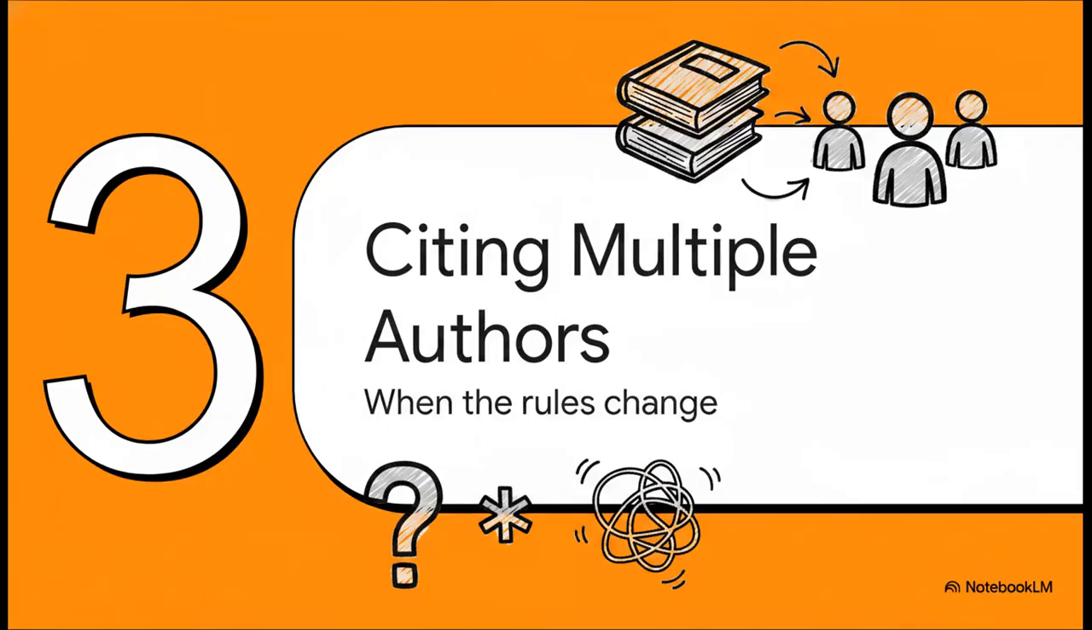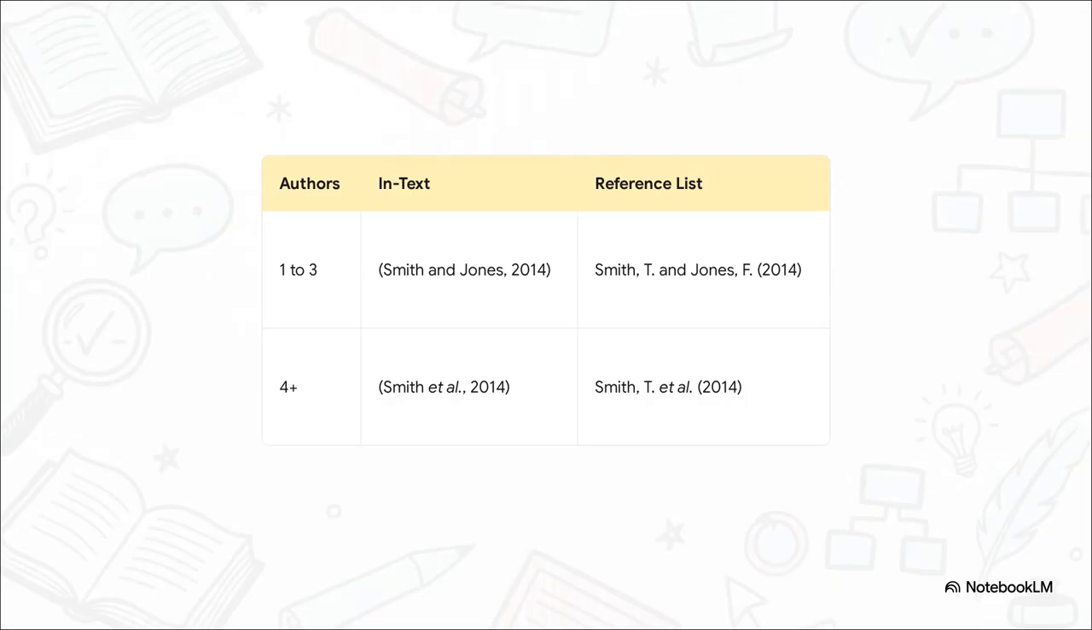All right, Section 3, Citing Multiple Authors. This is, hands down, one of the most common places students trip up, mostly because the rules literally change depending on how many people wrote the piece. So here's the logic. If you've got 1 to 3 authors, you list them all out, separating the final two with the fully spelled out word and.